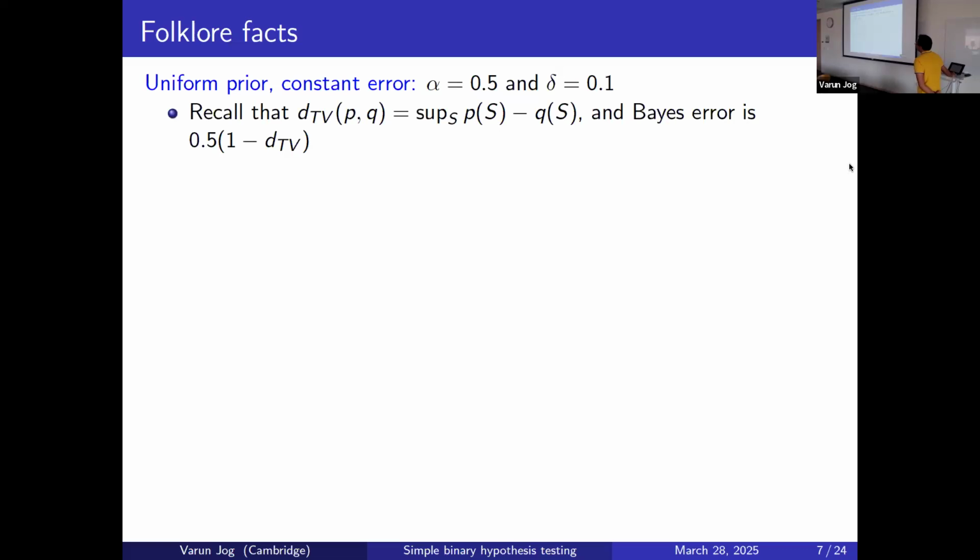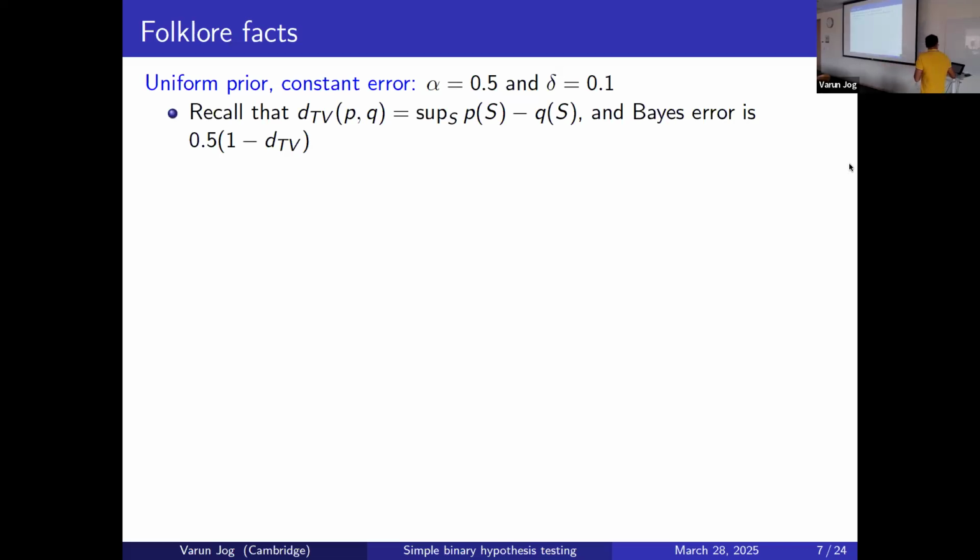Here, we need one basic fact, which is that the Bayes error is characterized by the total variation distance between two distributions. So if you have P and Q and you use the optimal MAP rule when the prior is uniform, then the error probability that you get is half of 1 minus the distance between P and Q. Intuitively, this makes sense. If the distance between P and Q is big, the problem is easier to solve. So 1 minus D_TV is small, so error is small. If D_TV is very small, that means the problem is hard to solve because P and Q look very similar, and so your error is big.